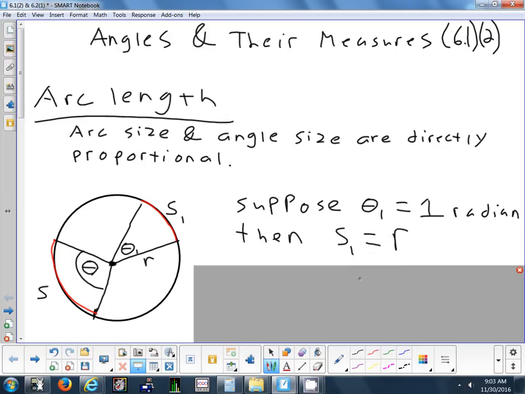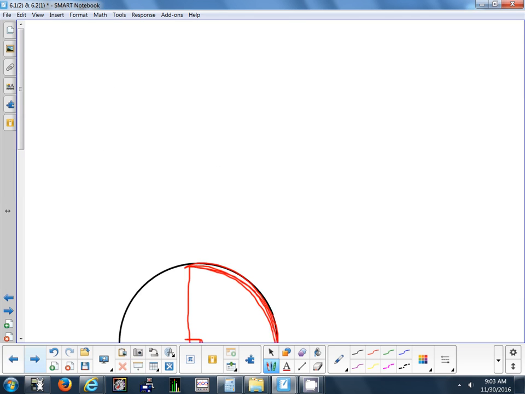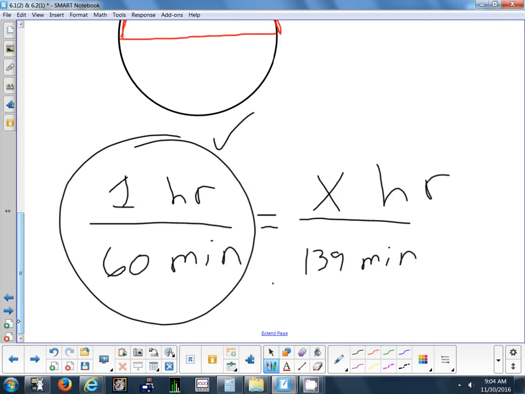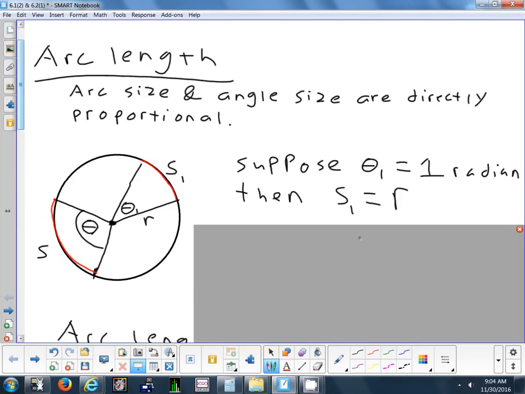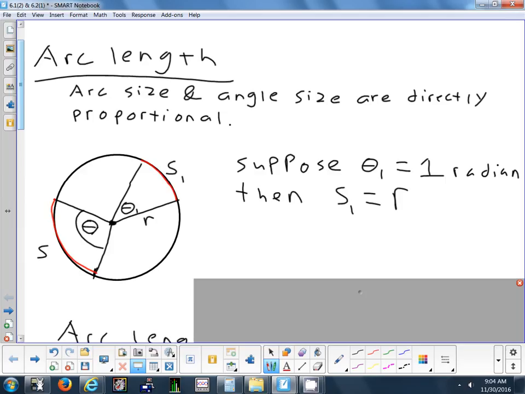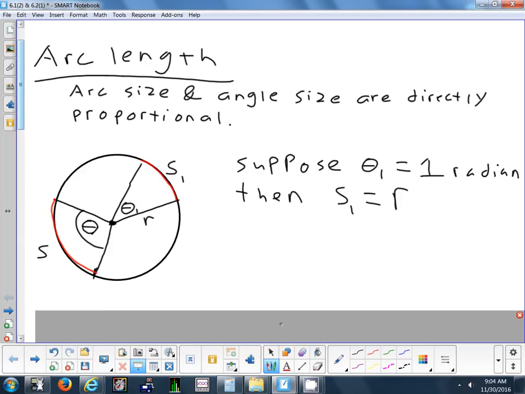So if the angle was 1 radian, then the arc would be equal to the radius. Okay? So that's my starting fact, just like this could be my starting fact. In 1 hour, there's 60 minutes. Okay? So again, if you make the angle equal to 1 radian, that automatically makes the arc equal to the radius. Right, so now I'm going to set up a proportion.